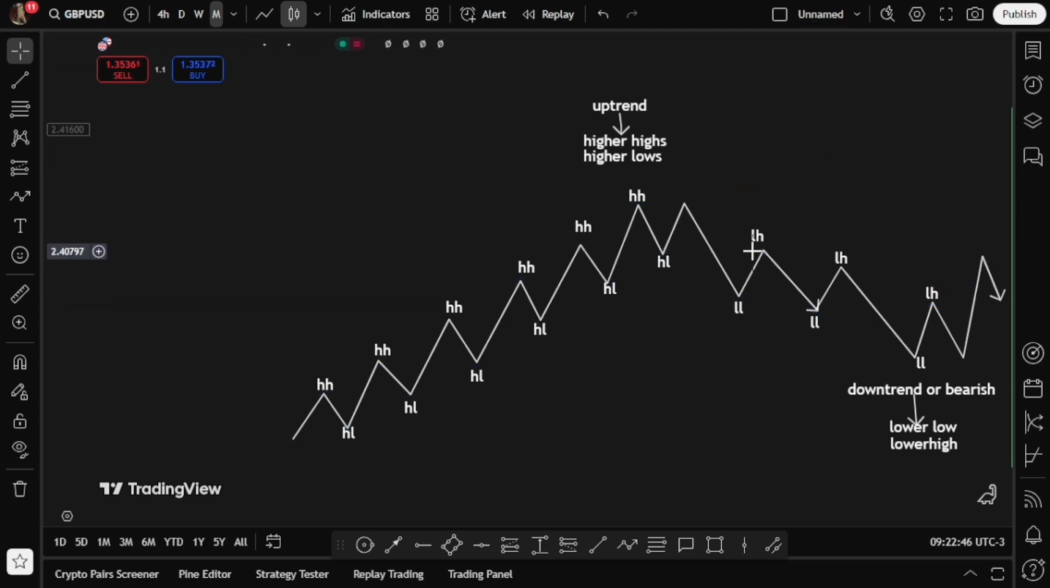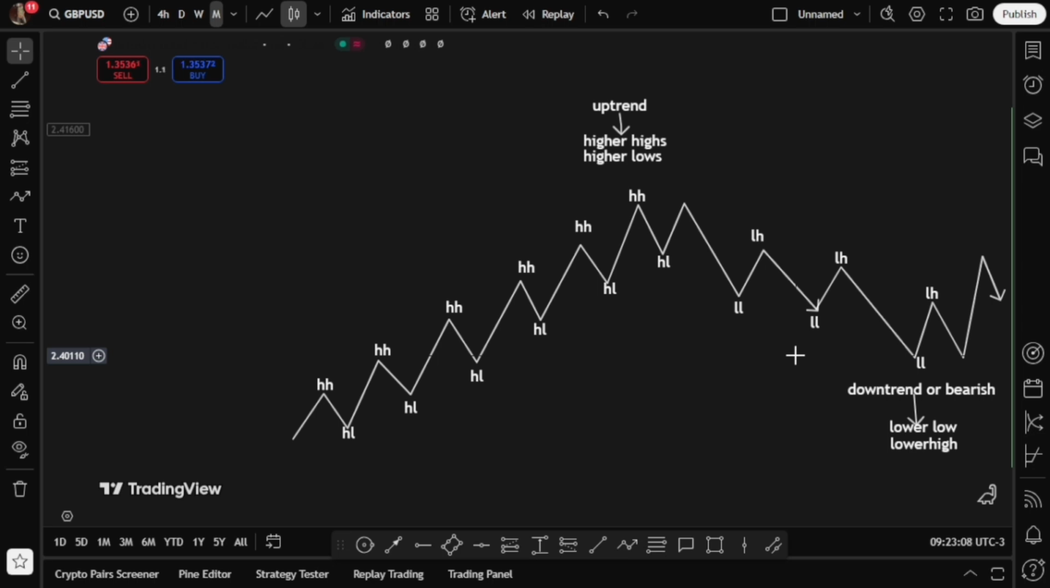Yes, there you have it. So in a downtrend, we have the lower lows and the lower highs. Now, the lower low is the impulsive move of that downtrend, while the lower highs is the retracement move of that downtrend. The impulsive move, the retracement move. Now we can clearly see and identify the lower lows and the lower highs.